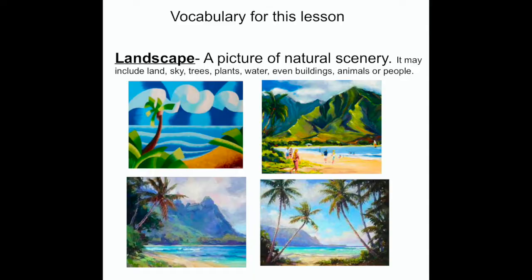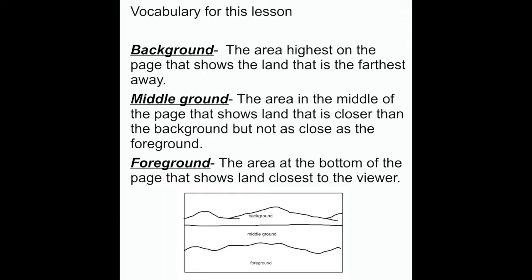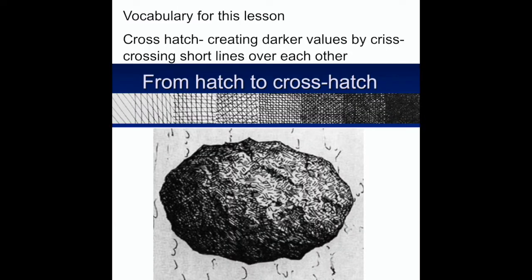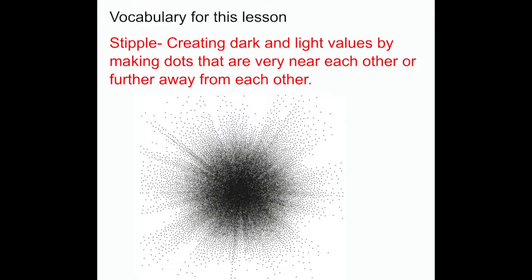All right, have fun. You're going to be creating a landscape today, and remember that the background is the land farthest away, middle ground is in the middle, and the foreground is the land closest to the viewer at the bottom of the page. On week 2, we're going to be doing some shading using crosshatching and stippling, but you're not going to need to do that for today.